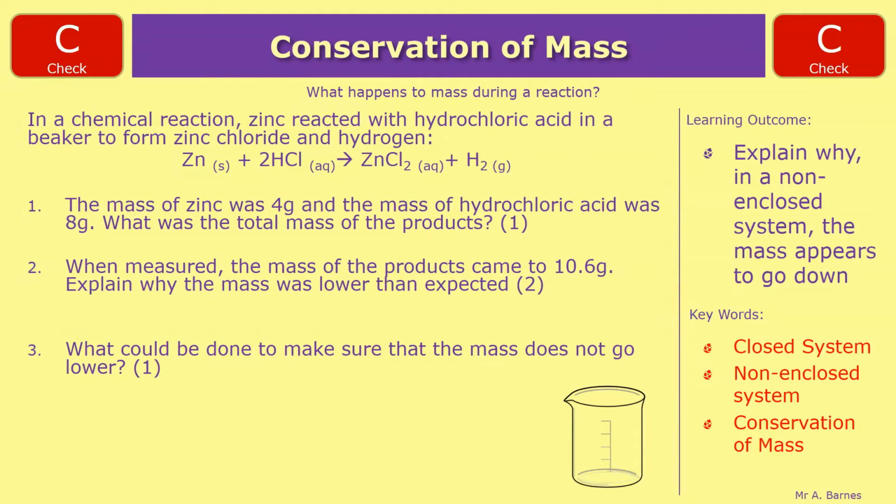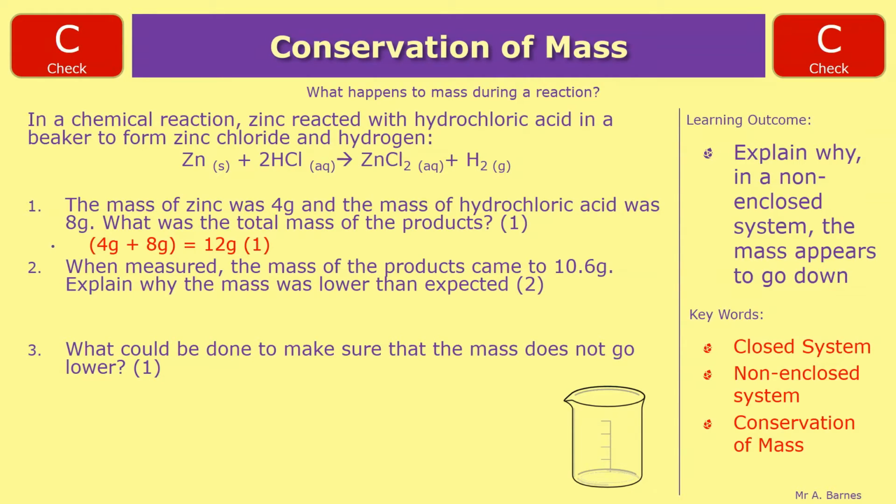Okay, let's go through and see how well you've done then. So if we start off with question 1, the mass of zinc was 4 grams and the mass of hydrochloric acid was 8. So if that's both of our reactants, the mass of the products has got to be a combination of the two, which is 4 plus 8 is 12. So you get 1 mark for 12. I would always show you marking your working just in case.